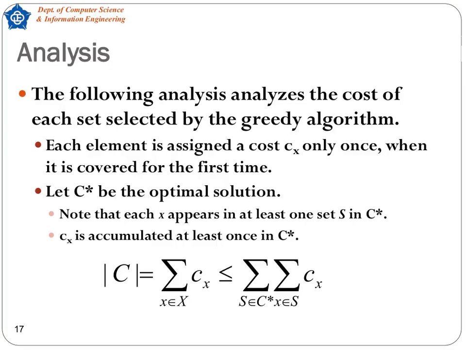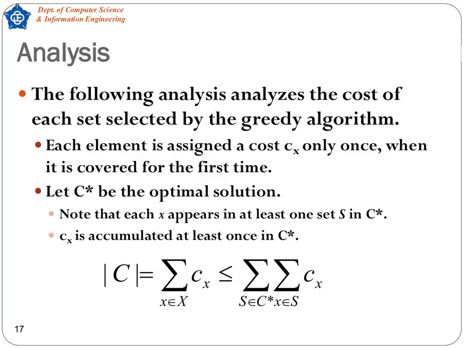Now let C* be an optimal set cover. Because every element x must lie in at least one set of C*, each cost c_x also shows up at least once in that optimal solution. Putting it all together, the greedy cost, which is the sum of all c_x, can't exceed the sum of those same costs counted over every set in C*. In formula form, |C| = sum over x in X of c_x is less than or equal to sum over S in C* of sum over x in S of c_x.